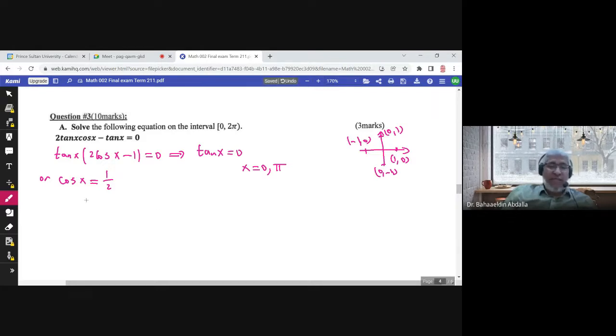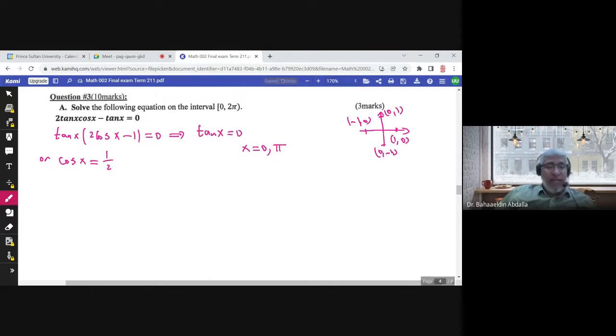For cosine x equals half, I can ask the calculator about cosine inverse half, and I will find out that cosine inverse half is just pi over 3. This is the angle pi over 3, or 60 in degrees. Now cosine of this angle is half.